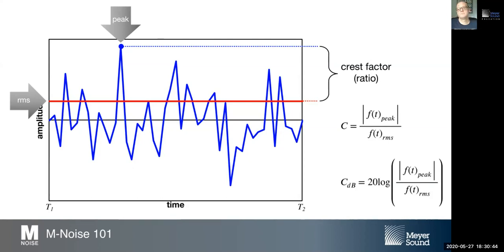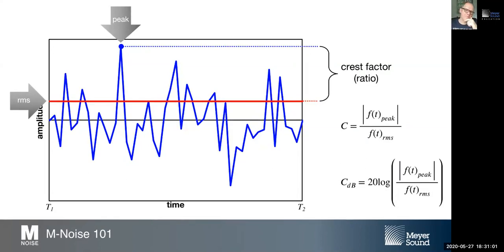For historical reasons, you're expected to know the difference between one and the other, but they mean the same thing. A 4 to 1 peak to average ratio in decibels becomes 12 decibels and vice versa. So there you have your crest factor.